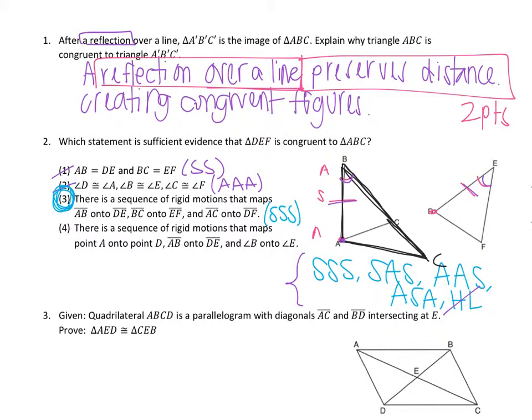And I still kept angle A mapping onto angle D, however C is extended, which means that this triangle here in black, AB with this new C, is no longer congruent to this triangle over here, DEF. So choice 4 is not the answer because this part where it says point A onto point D is not enough, or not sufficient, evidence to prove the triangles congruent.